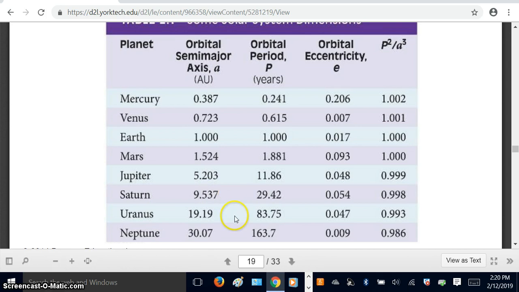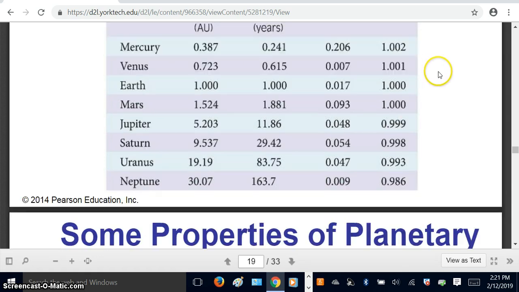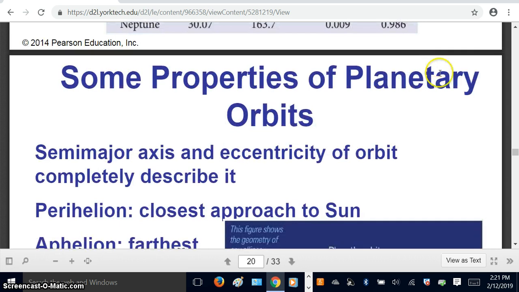All right, and really this is true for any object that is orbiting the sun. So it follows that the period squared is proportional to the semi-major axis cubed. All right, so that is that one.